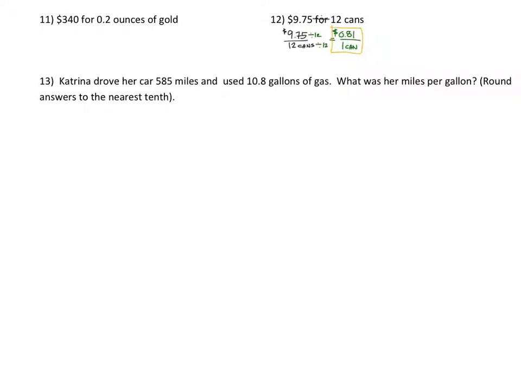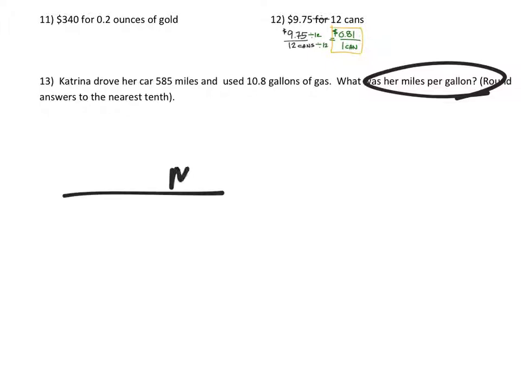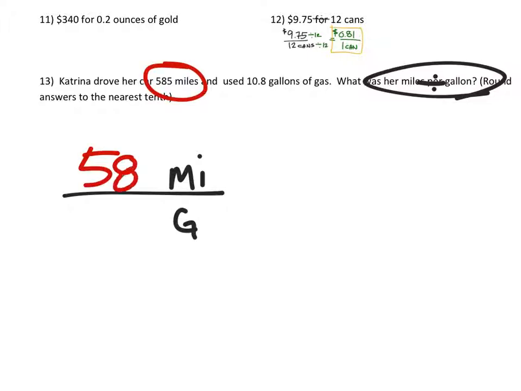She drove her car 585 miles and used 10.8 gallons of gas. What was her miles per gallon? Well, this one told us specifically the values that they want for the rate. So that means that in my fraction, I'm going to have miles in the numerator, and it's per gallon, so divided by the number of gallons. Again, the nice thing about that is it tells us specifically where to put each quantity. So 585 miles, and 10.8 gallons.